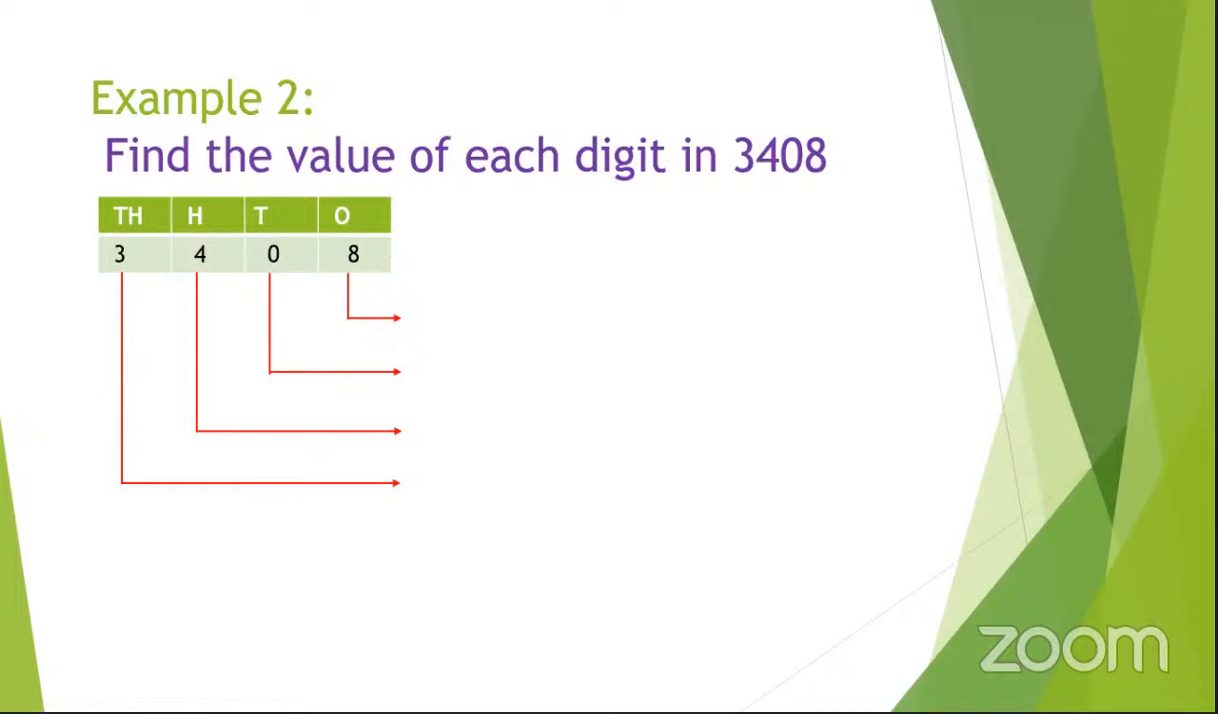So for us to get the value of 8, we shall say 8 times 1 to give us 8. Then the place value of 0, we shall multiply 0 by its place, because the place value of 0 is tens. So the value will be 0 times 10 to give us a 0. Why do we get a 0 this time round? We get a 0 because any number multiplied by a 0 is a 0.